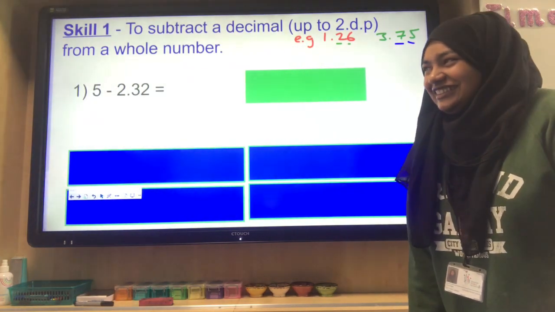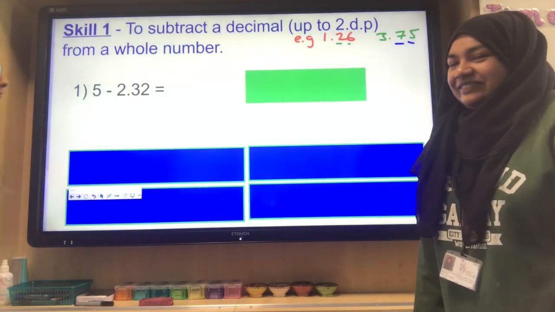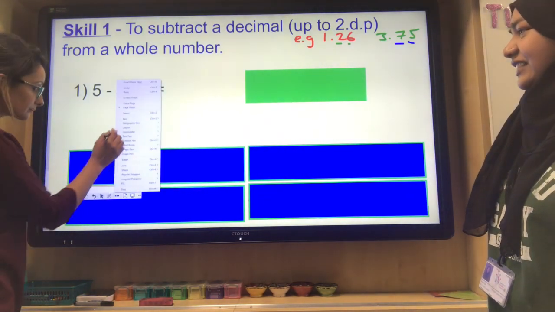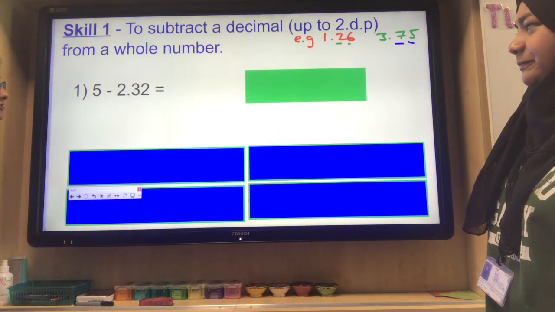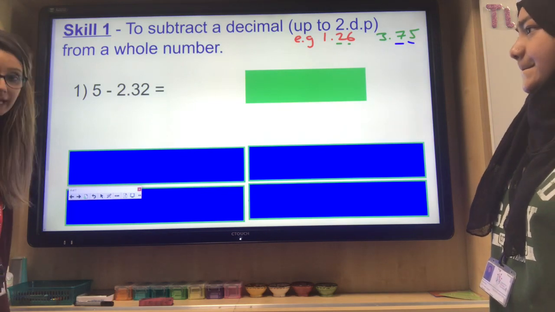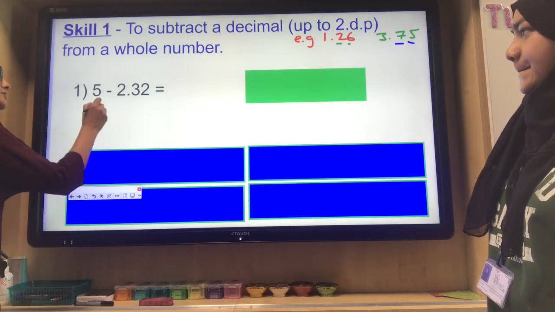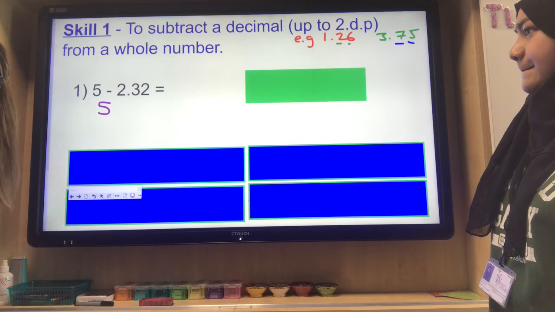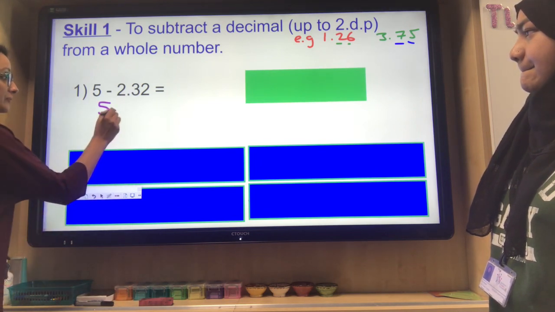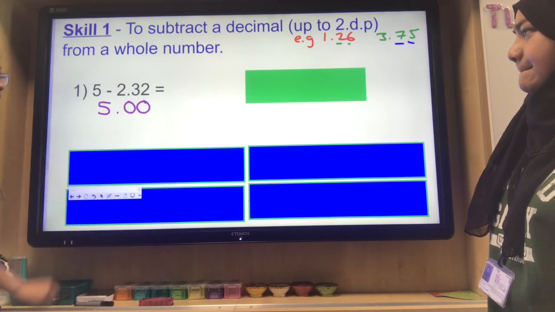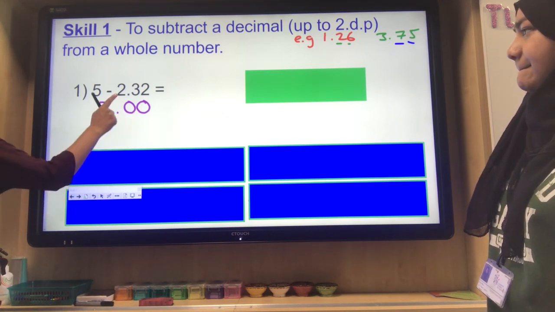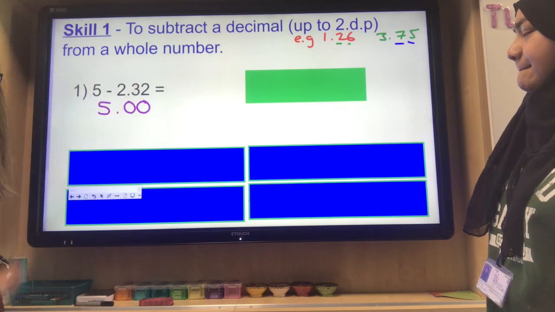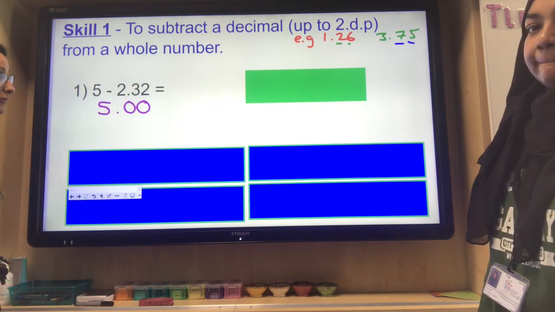We've got 5 subtract 2.32, or 5 minus 2.32. Now when you subtract, you always start with the largest number, don't you? And the largest number is 5. Now, some of you will need to be really careful about where you place your digits. So 5 is equivalent to 5.00. The reason I'm going to change it to a whole number with 2 decimal places is because I'm subtracting a decimal with 2 decimal places. So I put 5.00.